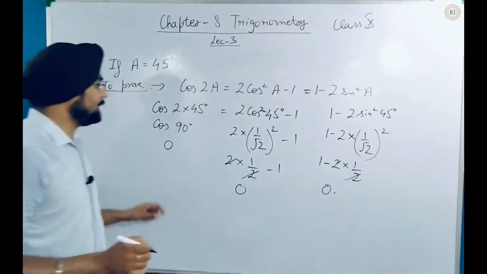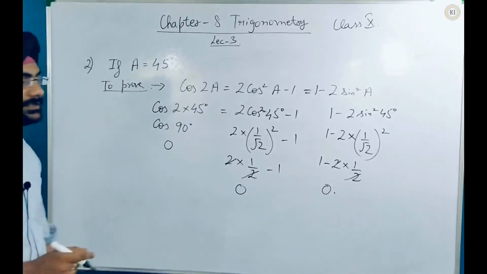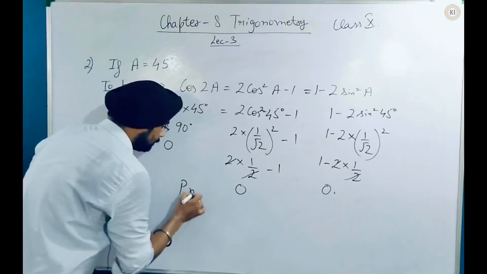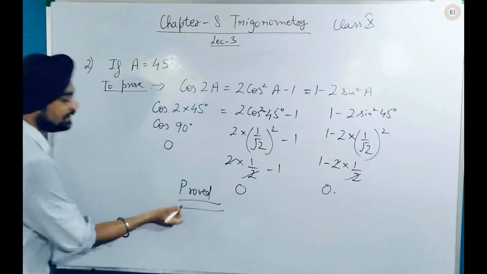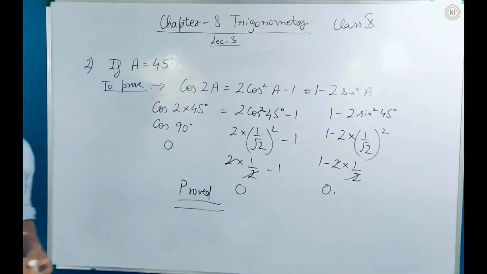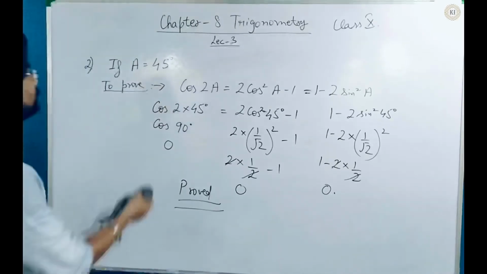Now you can see that in all the cases we are getting the value as 0. So we have to prove, and at the last we will write here proved. Now see the next question based on these angles.